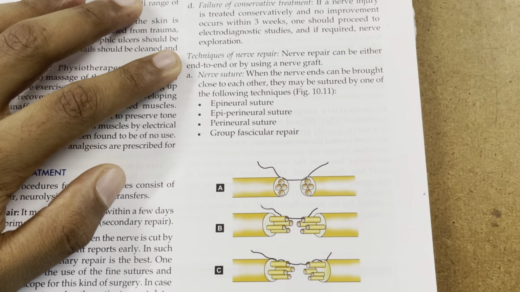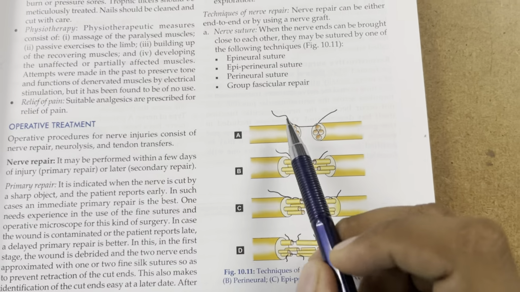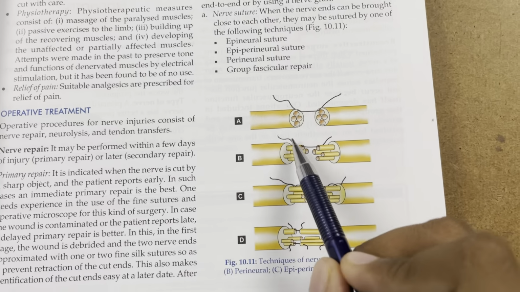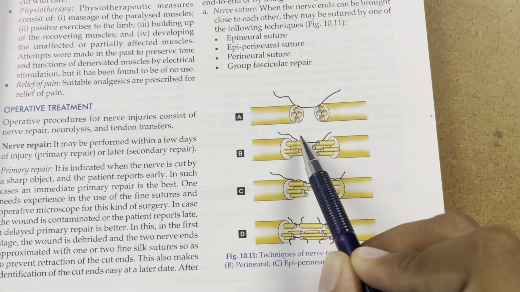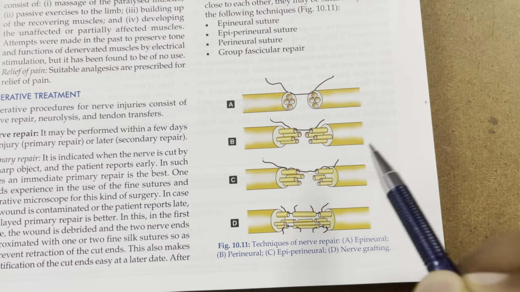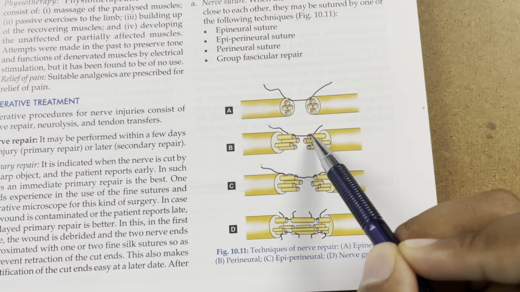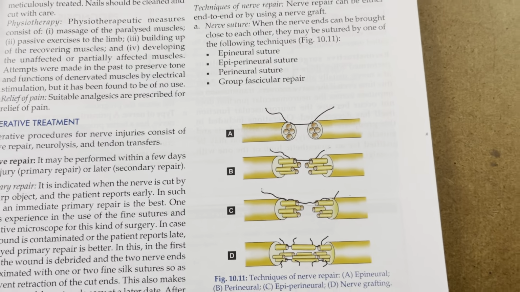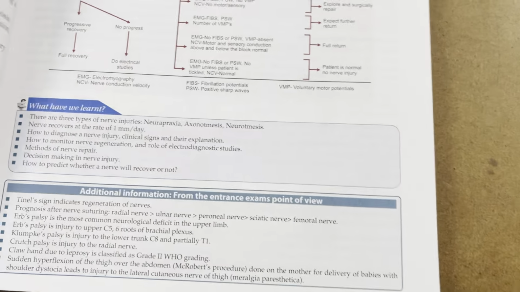And then techniques of nerve repair. So nerve suturing, what you can do is you can do an epineural suture of both the nerves. You can do an epiperineural suture, okay? You can do a direct perineural suture, and you can also do nerve grafting, so we'll discuss that. You can also do a group fascicular repair.